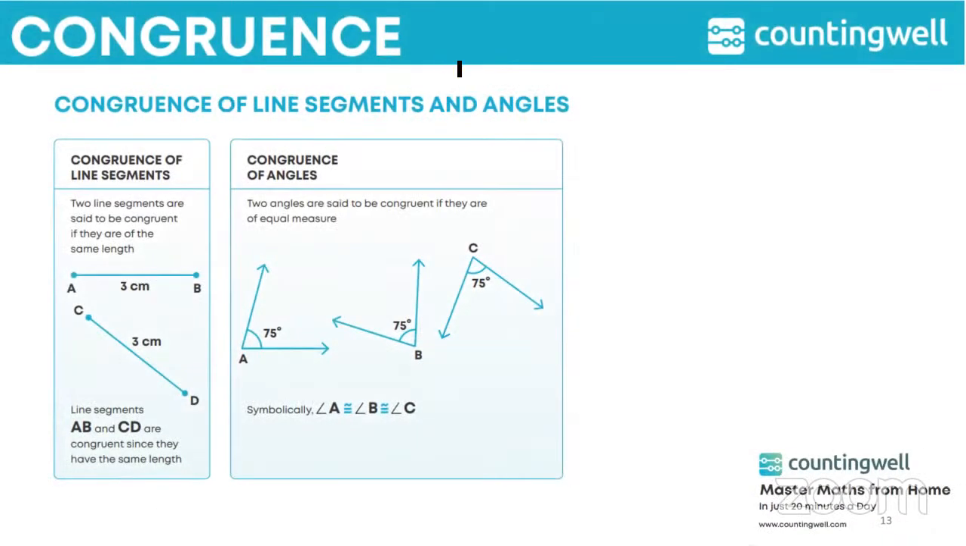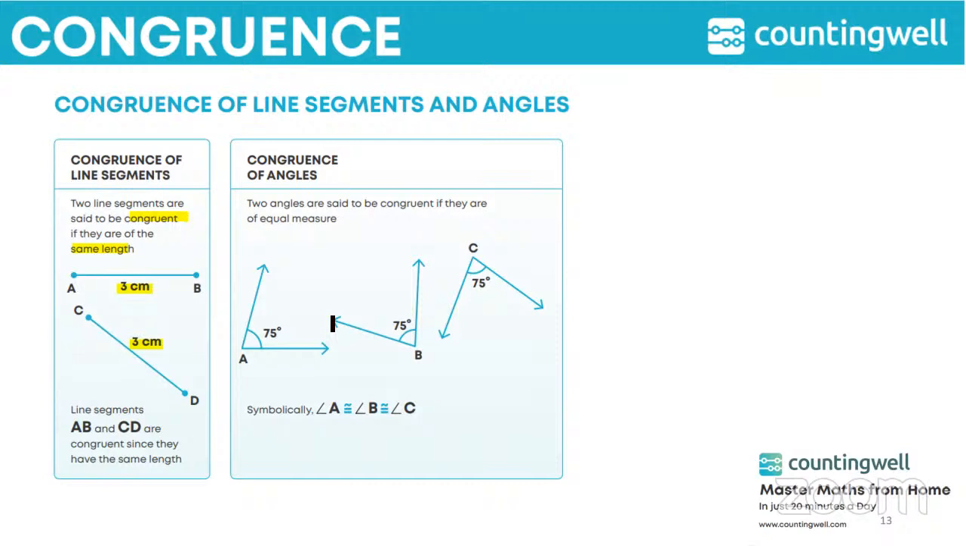Let us see congruence of line segments and angles. Two line segments are said to be congruent if they are of the same length. So you can see line segments AB and CD are of length 3 centimeter each. So they are congruent.